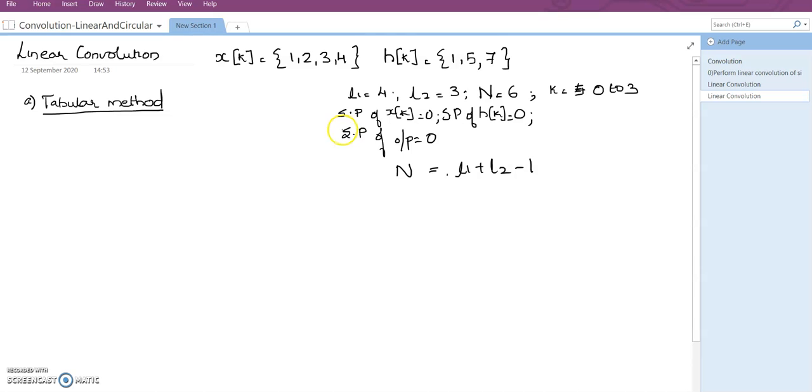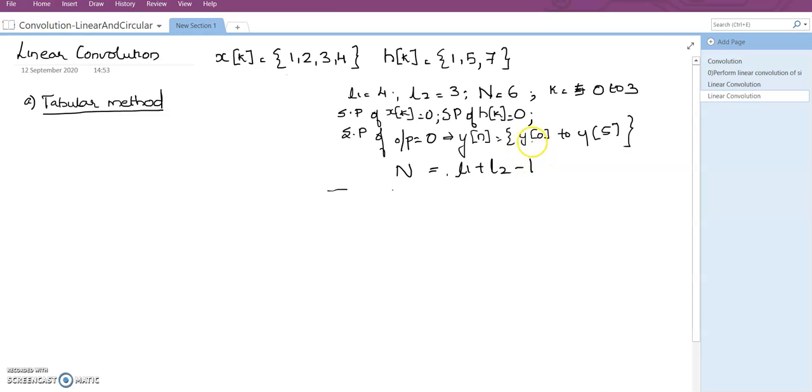And hence, we know that the starting point of the output sequence will be computed using the sum of the starting point of x of k and the starting point of h of k, which is 0. As you have noted with these two sequences, x of k begins at the position 0. Since there is no explicit arrow, it is assumed to begin at 0. And similarly, h of k also begins at 0. So the starting point of the output will be 0. So basically, your y of n output will consist of 6 samples, from y of 0 to y of 5.